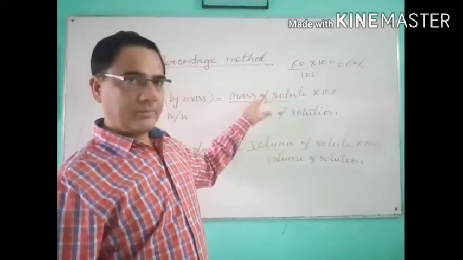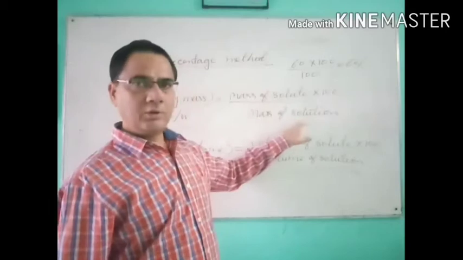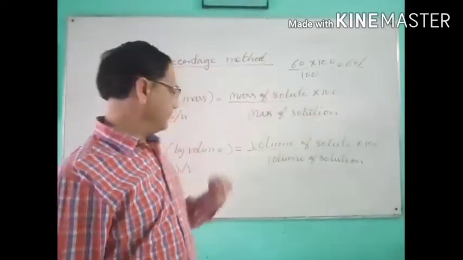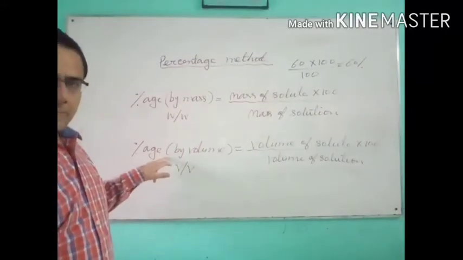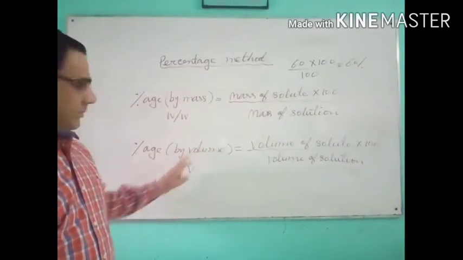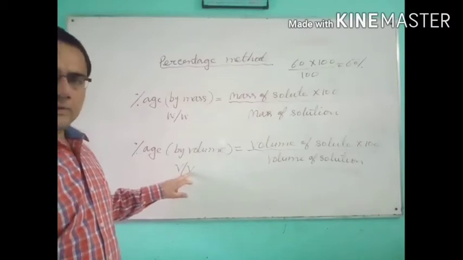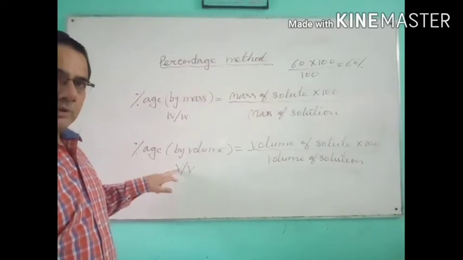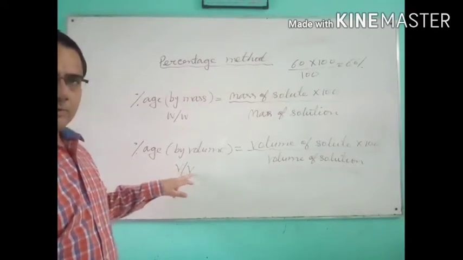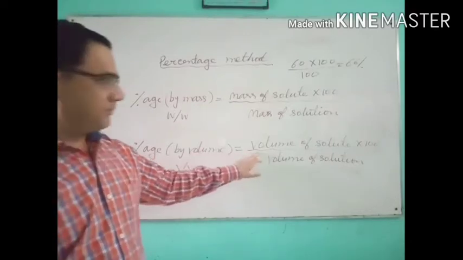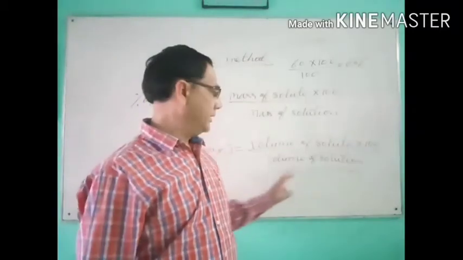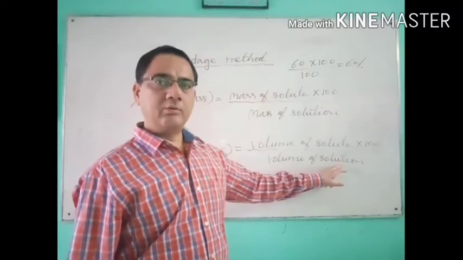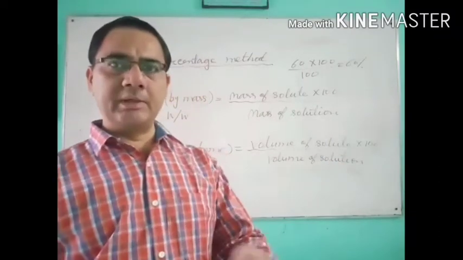It is just like the marks obtained multiplied by 100 upon total marks. So mass of the solute multiplied by 100 upon mass of the solution. The second way of the percentage method, that is by volume, V oblique V. And what is the meaning of this? The first V means volume of the solute, and the second means volume of the solution. And we use the formula volume of solute multiplied by 100 upon volume of solution. So this is one of the ways to calculate the concentration of the solution, and that is the percentage method.